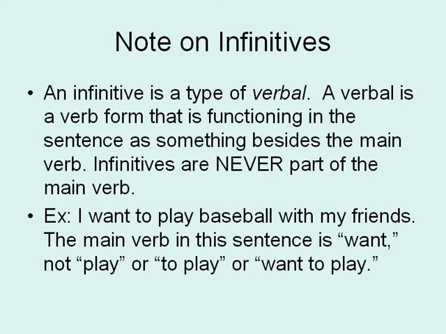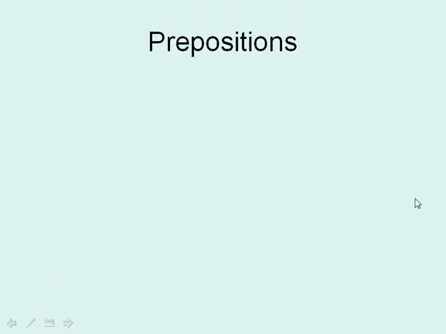So, what I want you to remember is that whenever you have something that looks like a verb following the word to, although that is related to a verb in some way, it is not going to be considered the main verb. So the main verb in this sentence, I want to play baseball with my friends, is want. To play baseball is considered an infinitive phrase coming after the main verb want. Now, that's everything you need to know about infinitives right now.